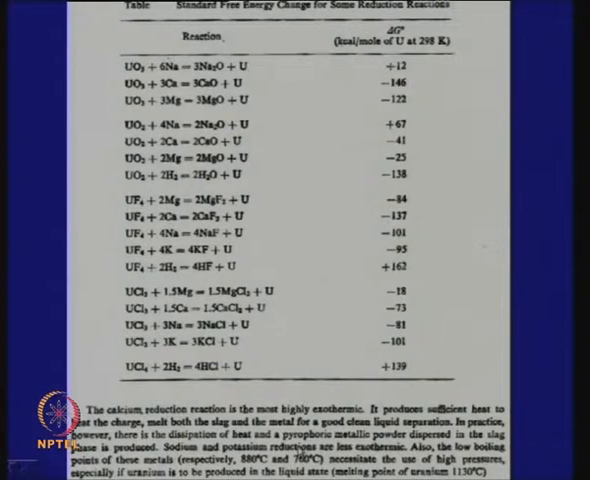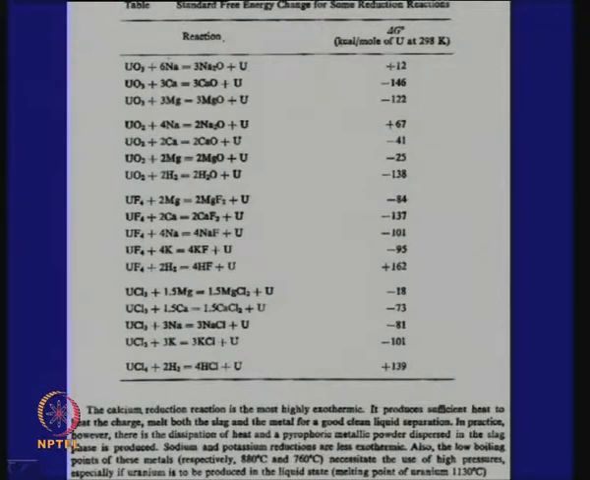Now, sodium and potassium reductions are less exothermic. Also, the low boiling points of these metals, like 880 and 760, necessitate the use of high pressures. So, like hydrogen, if you want to try to reduce by sodium and potassium, we will also need a closed reactor, because at the temperatures where we want to produce a liquid slag, they would become volatile. So, it will not be favorable.